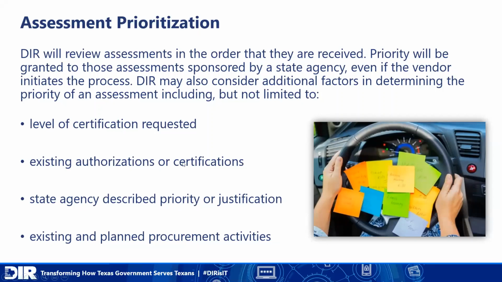So we're going to look at things like existing authorization certifications, this agency described priority from low to critical. We want to make sure that there's some input from the agencies themselves, as well as the schedule of procurement activities and the certification requirements based on the level. So there's a lot that goes into this, but again, these are just to let you know, we are focusing and looking at this kind of a holistic approach to make sure we're minimizing any disruptions to your procurement and business processes.